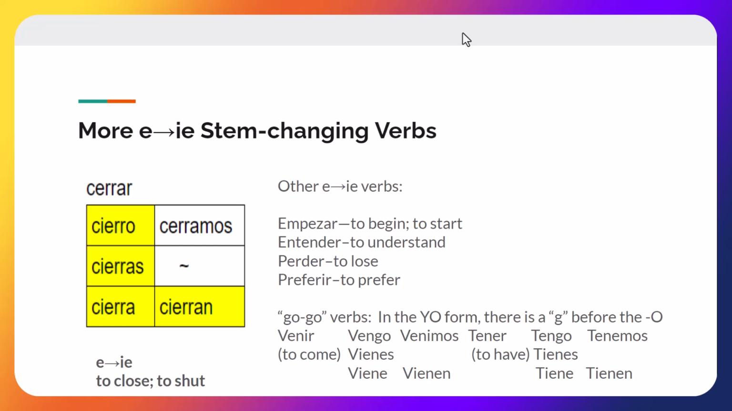So something pretty reliable that you can do with nearly every verb in the language is if you can get to the nosotros form, just take the MOS off and put an R on it and you know what the infinitive is. All right, so let's practice with cerrar. I close, you close, he closes, we close, they close. Cierro, cierras, cierra, cerramos, cierran. I'll leave a little break after I say these so you can practice conjugating them. Once again, cierro, cierras, cierra, cerramos, cierran.